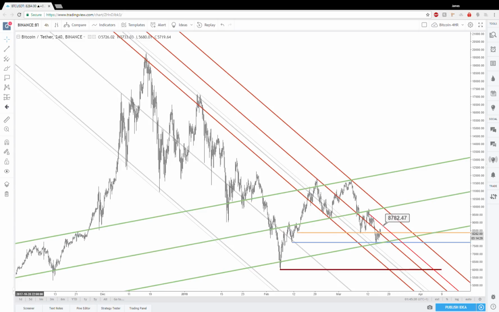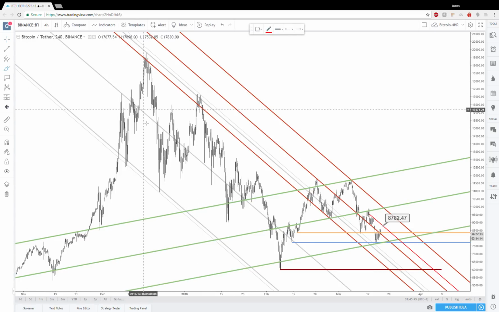This is the 4-hour chart of Bitcoin. This is BTC USDT on the Binance exchange. So if you want to follow along, that's where the numbers are coming from. Basically, I want to go over a couple things first. First of all, this is not investment advice.